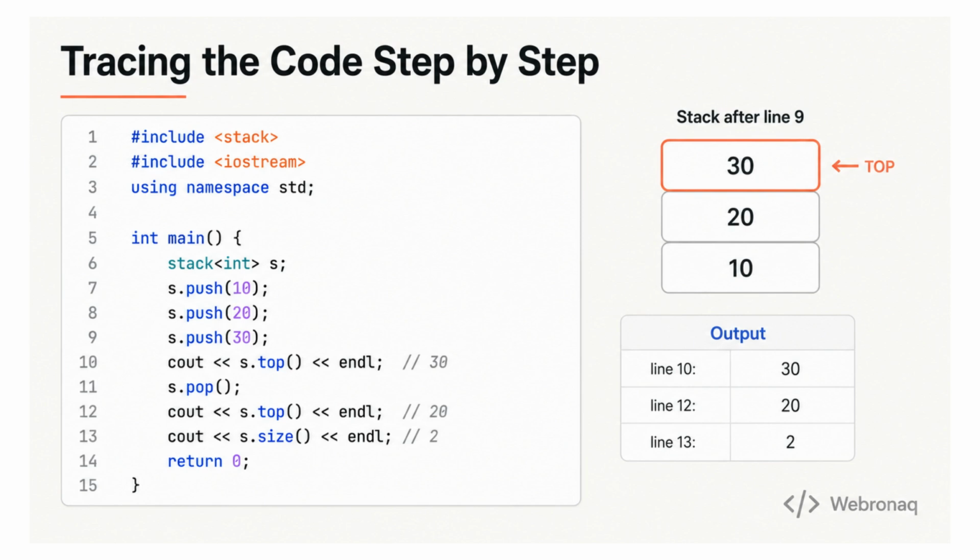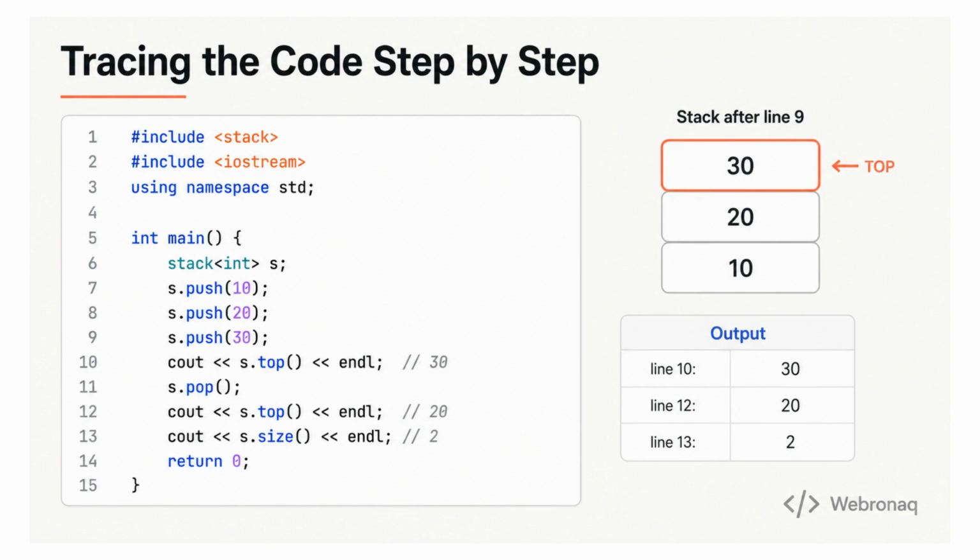Let us trace this program line by line. We declare a stack of int named s. Then we push 10, 20, and 30 in that order. At this point, the stack holds 3 elements and 30 sits at the top. Line 10 calls s.top, which reads the top without removing it. So cout prints 30. Then line 11 calls s.pop.